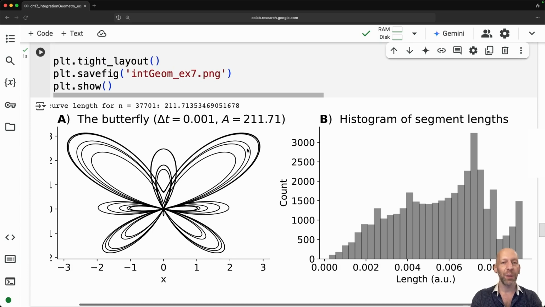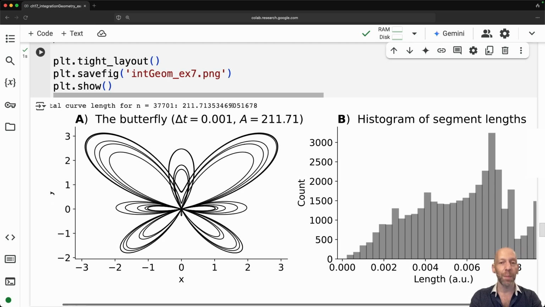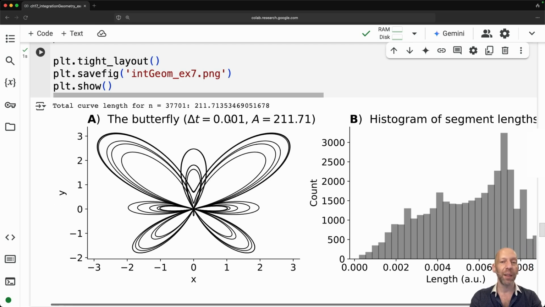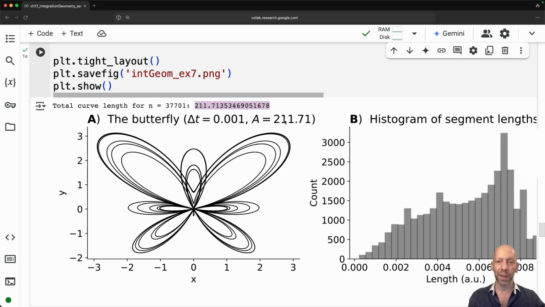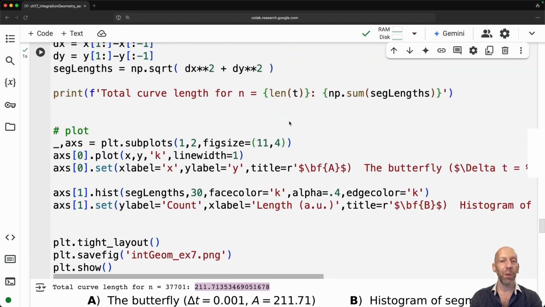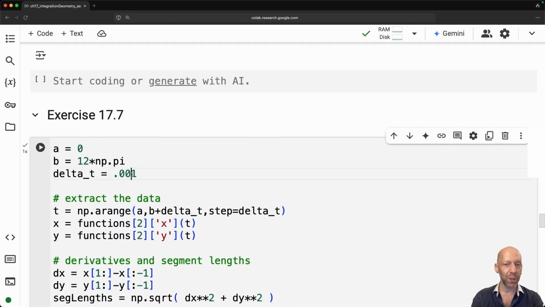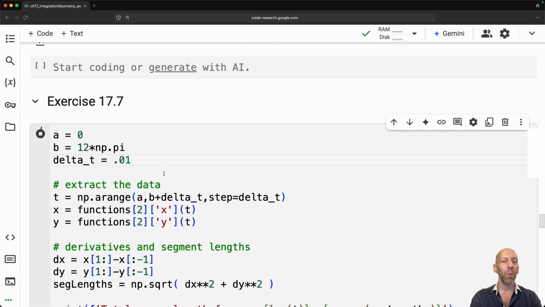Okay, and then it's also interesting, this will be the final exploration for this exercise. It's interesting just to change the value of delta t and see what happens to this length that we get here. So keep this number in mind, 211. What I am going to do now is just change this to 0.01 instead of 0.001. And what does this mean?